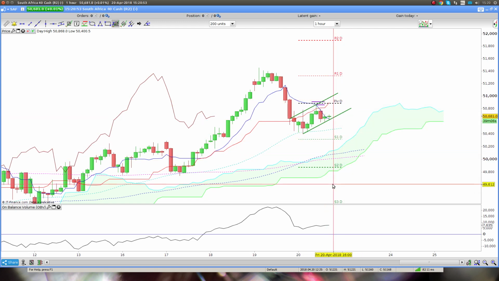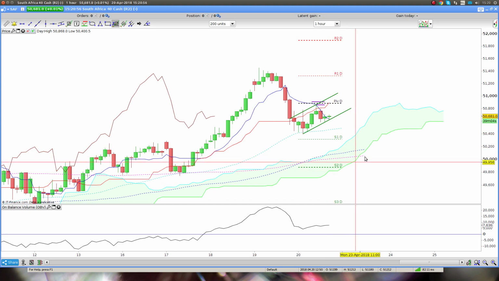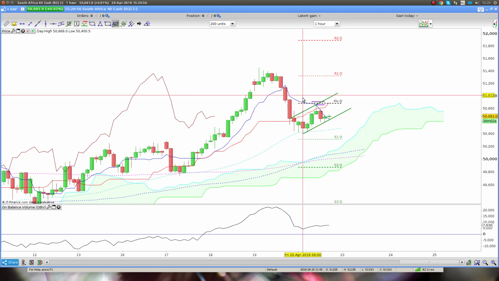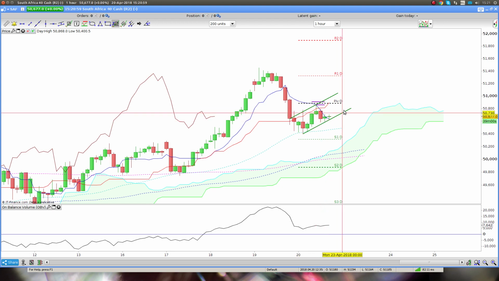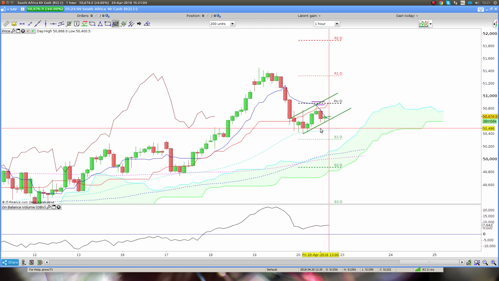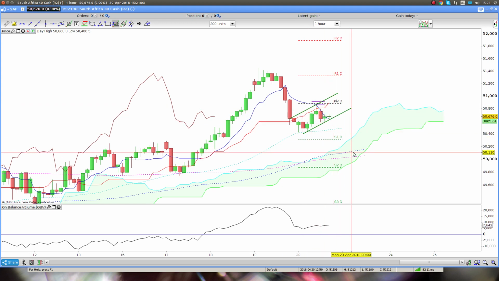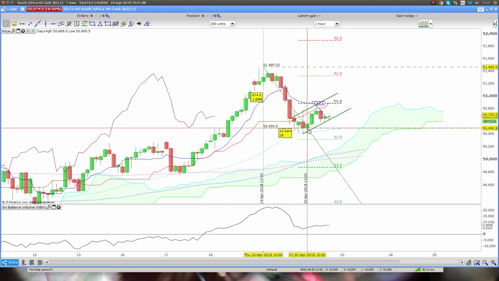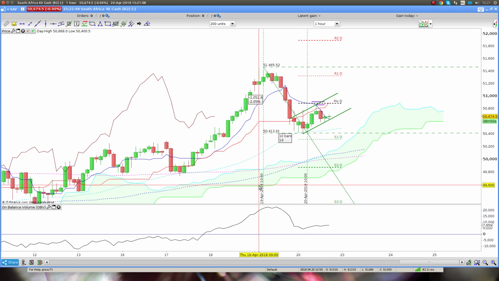So there will be support, and here will be support. But with a flat cloud like this, and this kind of price action happening here, if we break below here, this will start pushing down for its second move. And bearing in mind that the first move was a 1,000-point move.